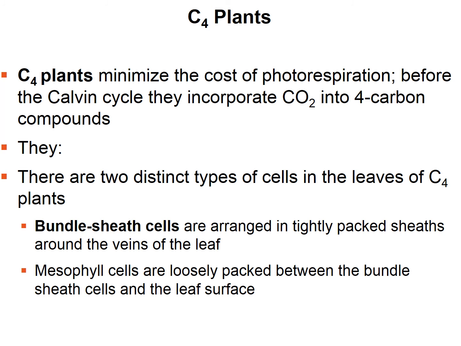So they're going to separate where carbon fixation occurs, which is in the mesophyll cells, and where the Calvin cycle occurs. In C4 plants, the Calvin cycle is going to occur in cells called bundle sheath cells, which is different than what we talked about before. In C3 plants, everything was happening in mesophyll cells. So they're going to separate where these two processes occur. These bundle sheath cells are arranged in tightly packed sheets around the veins of the leaf. Mesophyll cells are more loosely packed, and they're between the bundle sheath cells and the leaf surface.